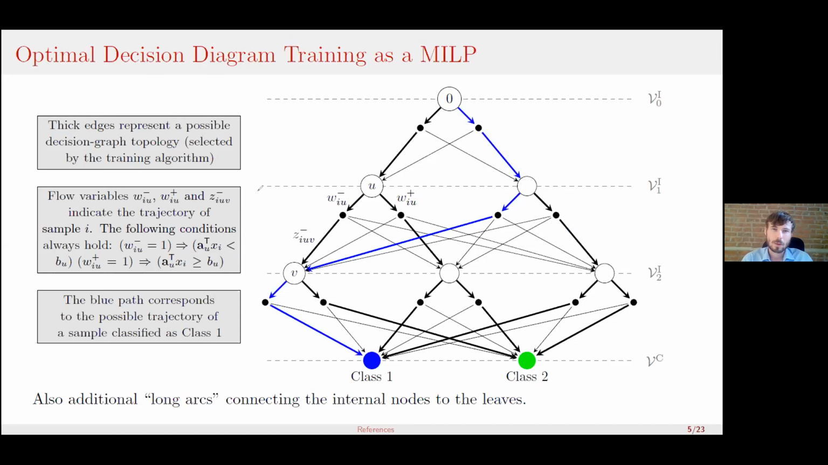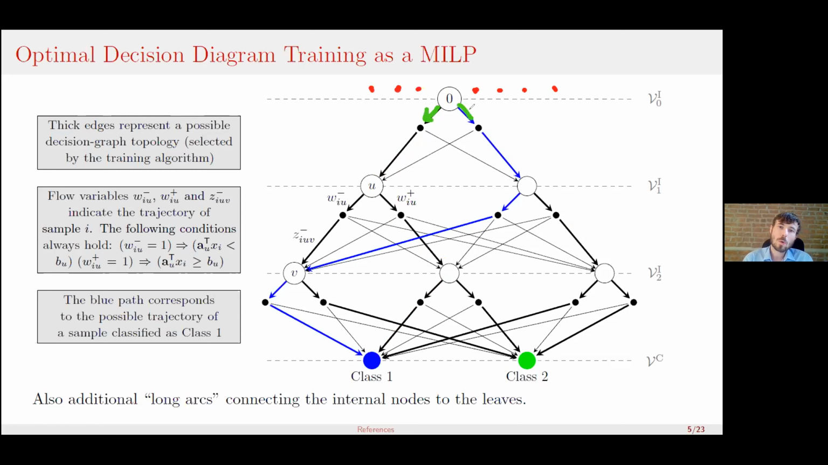But you can decompose the model for training decision diagrams into different sets of constraints that each represent a critical part of the behavior of this model. What we did first was, now we have multiple samples because this is a training task. So I have to look at different samples, and for every sample, I need to understand the flow of this sample through the diagram.